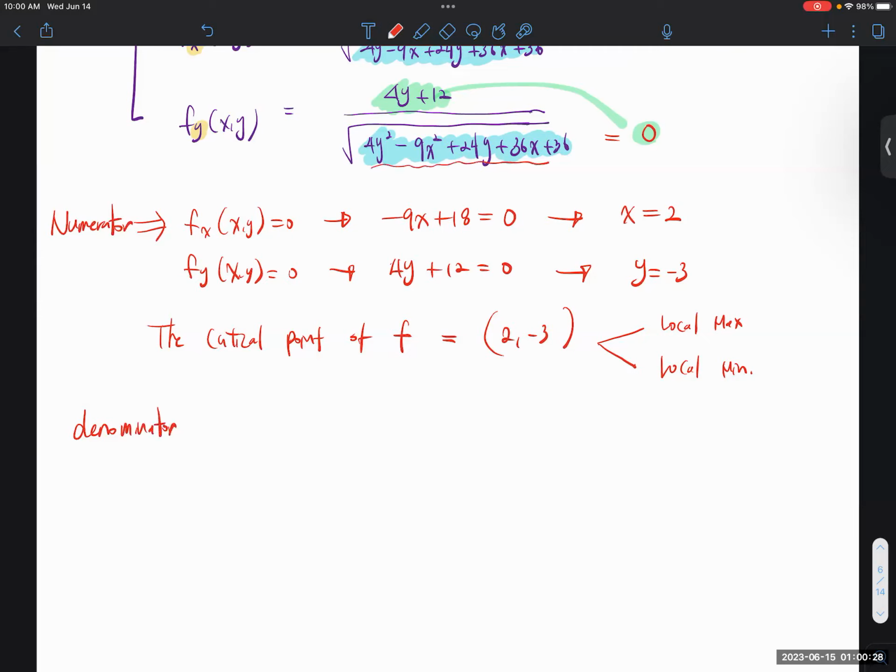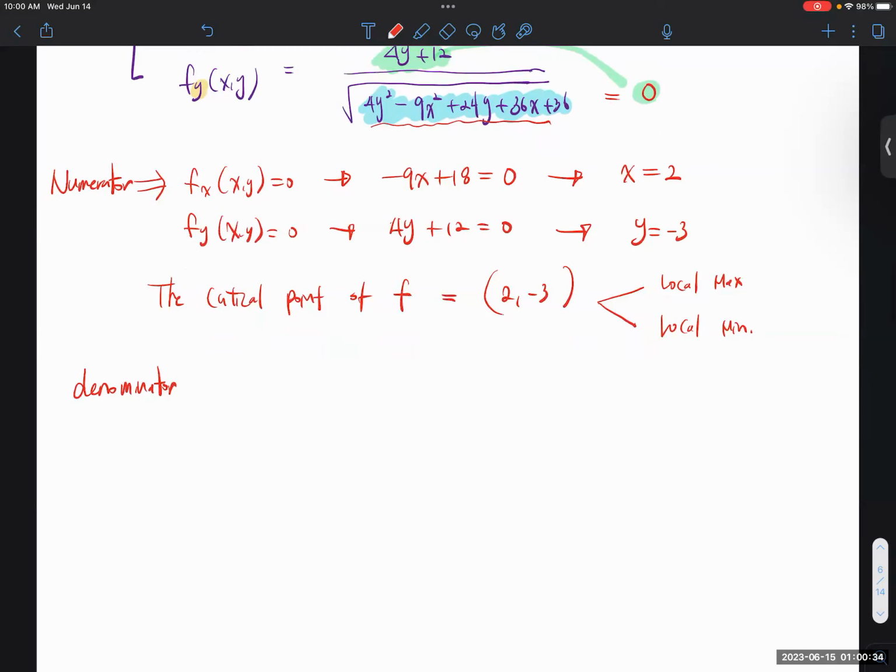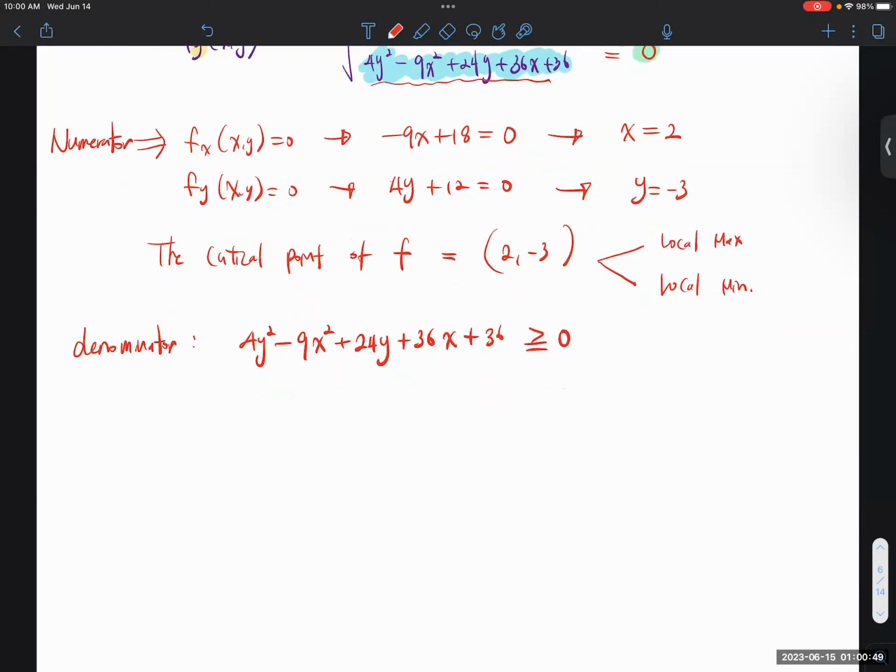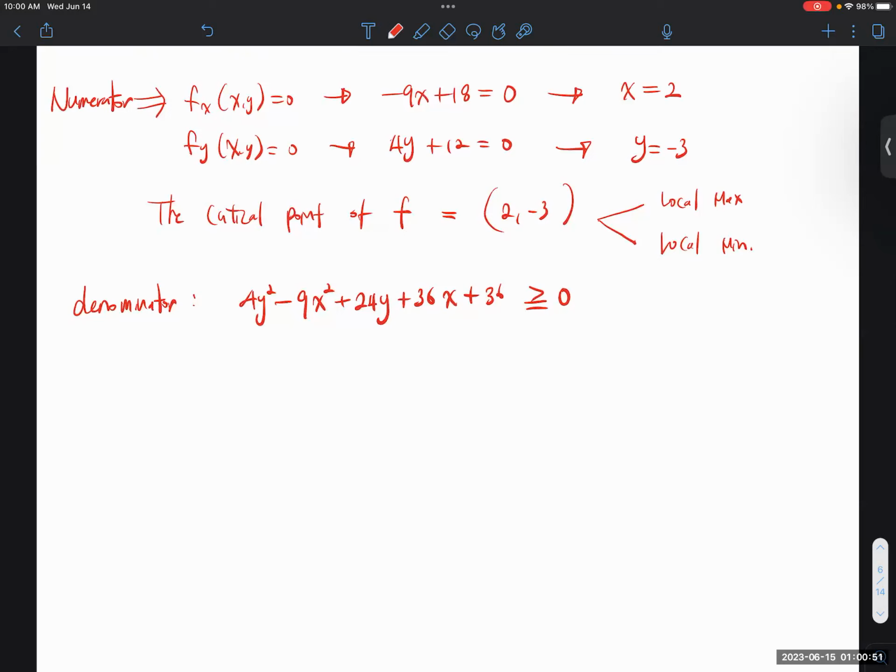Whatever is inside of the radical should be a positive number. You cannot have a negative number inside of the radical. So we know 4y² - 9x² + 24y + 36x + 36 should be greater than or equal to 0, right? That's the requirement.